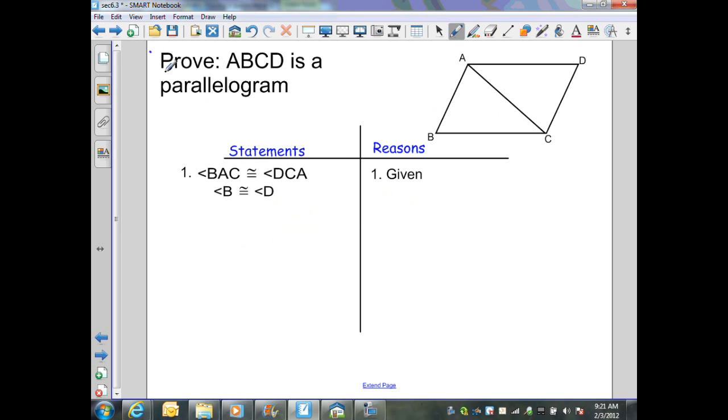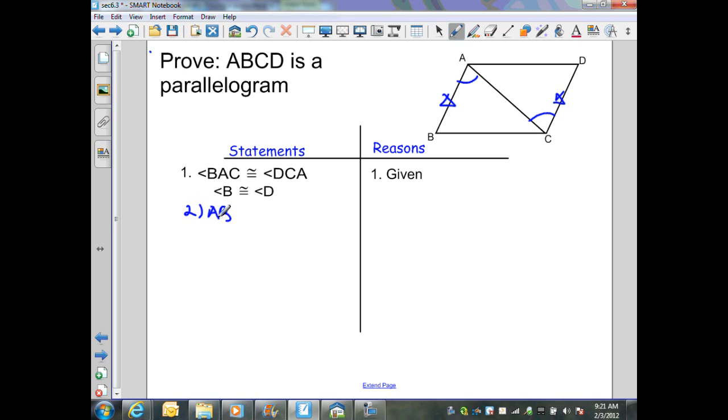On this slide, we want to prove that quadrilateral ABCD is a parallelogram. We're given angle BAC is congruent to angle DCA, and that angle B is congruent to angle D. Let's start with the first part. Angle BAC congruent to angle DCA. With that information, I know that these two angles are alternate interior angles. And if alternate interior angles are congruent, then the two lines cut by a transversal are parallel. Therefore, AB is parallel to DC. So I can state that on step 2.